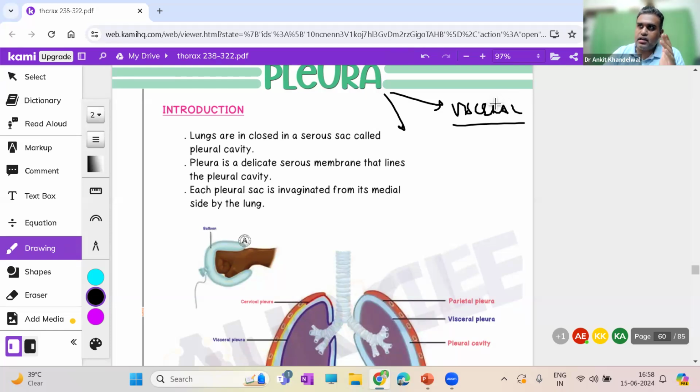As the lungs are supplied, or innervated, by the autonomic nerves, these will innervate the visceral pleura as well. And the outside one is known as the parietal pleura. This I guess you should remember: it is supplied by intercostal nerves, which are somatic nerves.